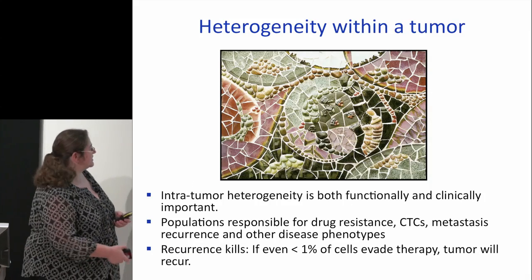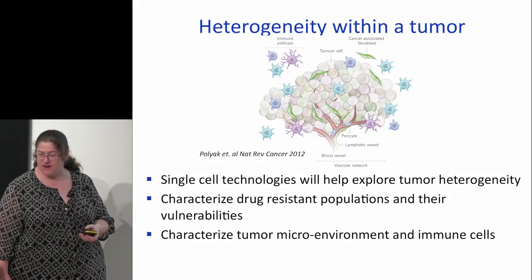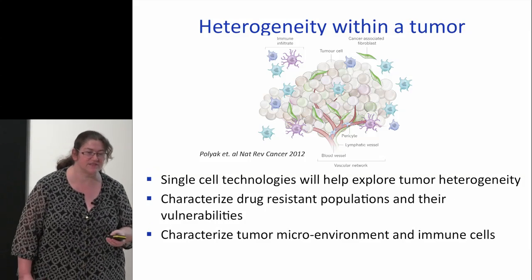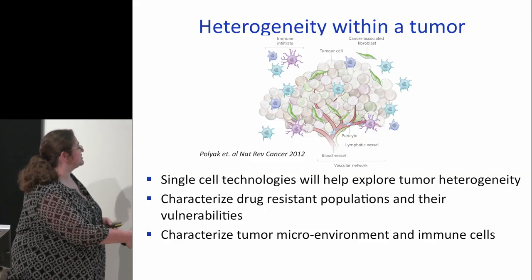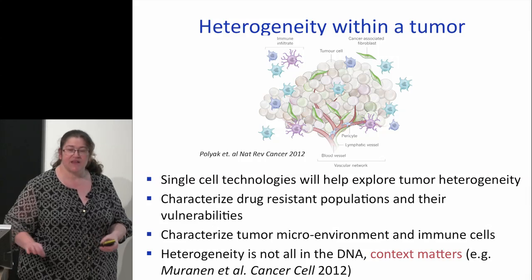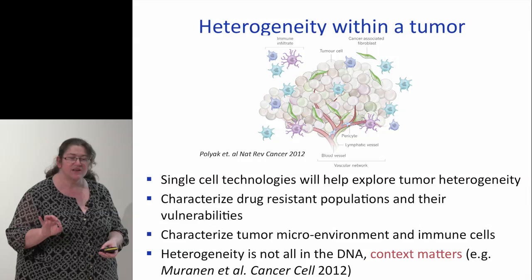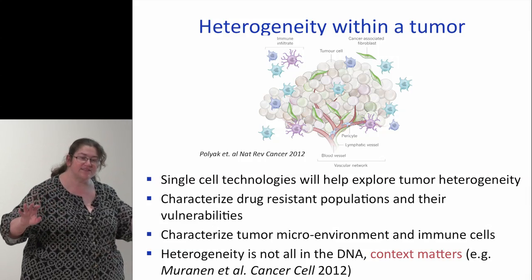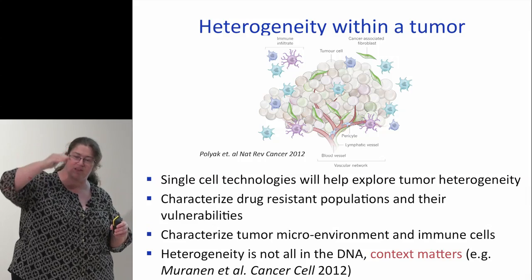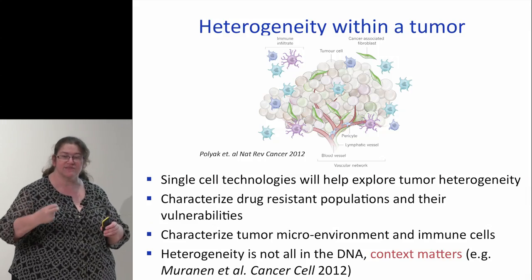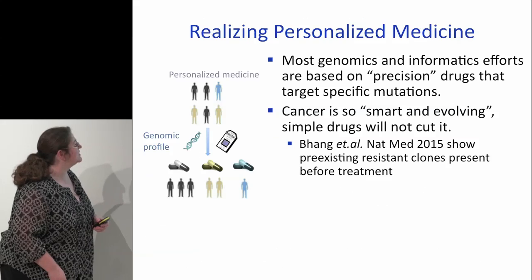And we need to really study tumor heterogeneity to look at this 1%, characterize it, identify it, and figure out its vulnerability. And here, single-cell technologies are going to help us characterize, as I said, the drug-resistant populations and the microenvironment. And I want to stress, heterogeneity is not only in the DNA. For instance, Joan Brugge recently showed that you have identical DNA, but the cells that are in interaction with the stroma, that are at a different location, that are getting signals from the stroma, survive PI3K therapy because of their interactions with their stroma neighbors.